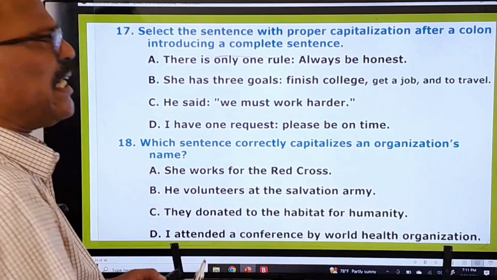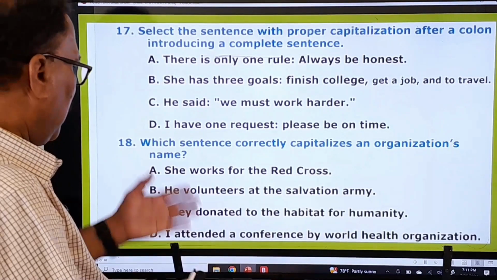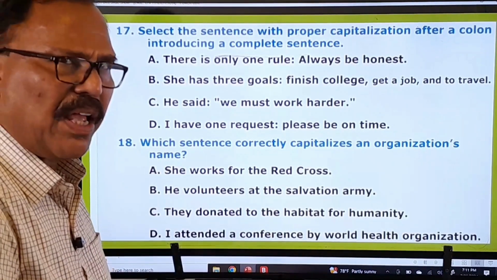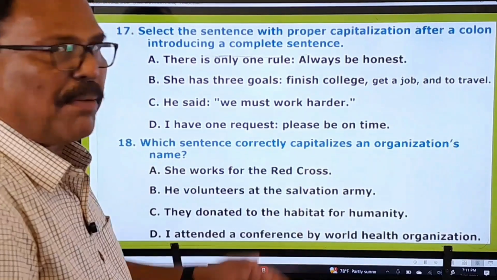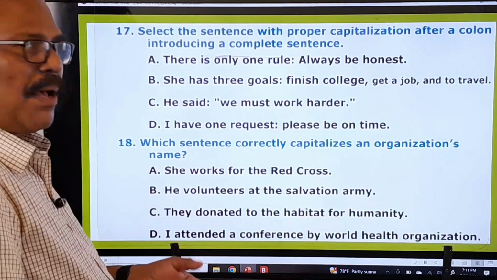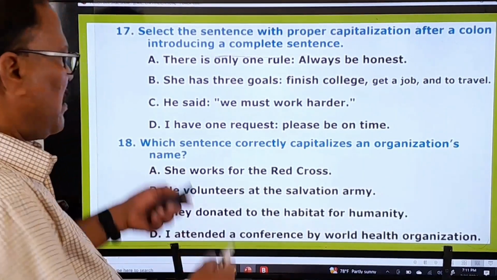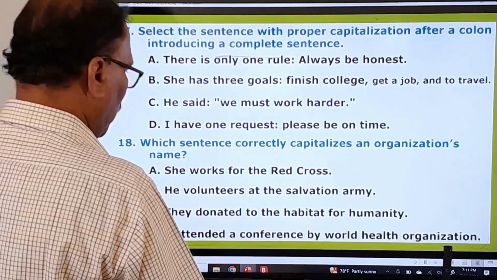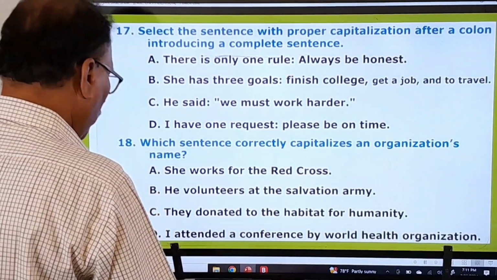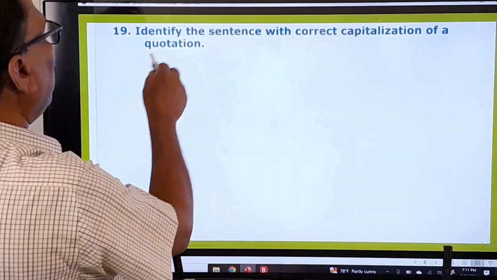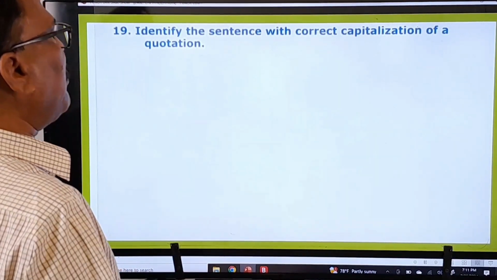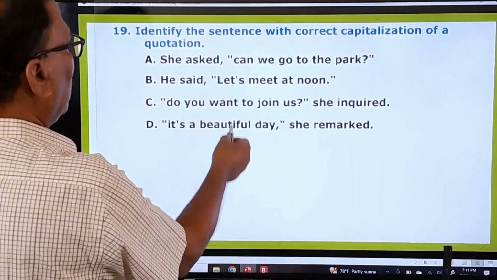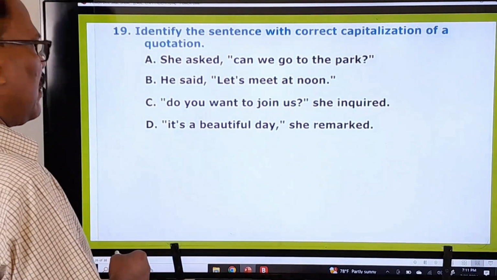They are all very easy. And it consumes a lot of time if I read all these options, and that's why I am avoiding reading them, and you can easily read these options and choose the right one. Where simple options are given, you can easily understand what they are. Okay, and you go to other questions. 19th one, identify the sentence with the correct capitalization of a quotation. Okay, and these are the options. You choose the correct option.